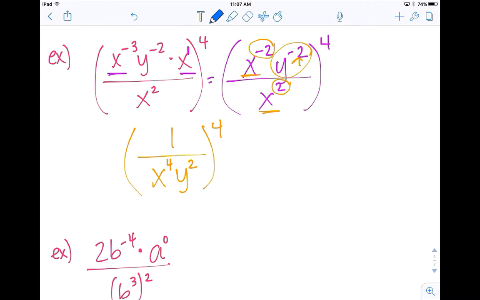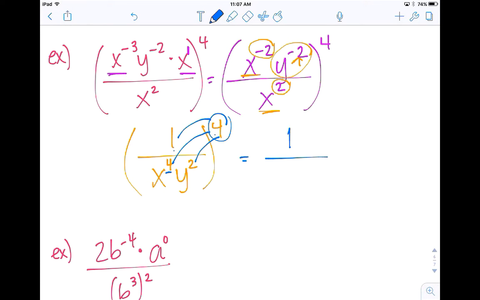All right, now we're ready for our final step where we distribute that exponent outside to everything inside. So in this case, we're distributing it to 3 things, to the 1, to the x, and to the y. So 1 to the 4th power just means 1 times 1 times 1 times 1, which is just 1. No matter how many times you multiply or divide 1 by itself, you're just going to get 1.